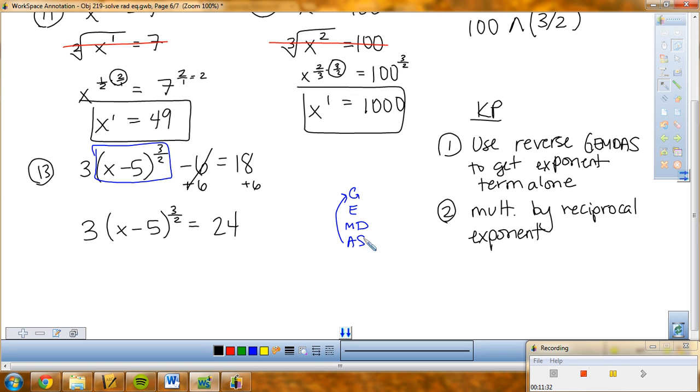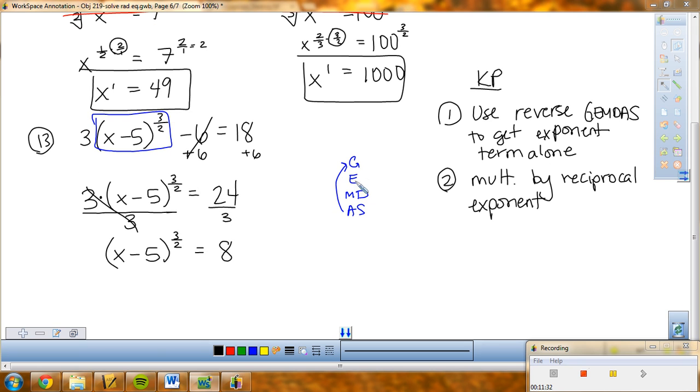24. So now I continue checking for my reverse GEMDAS. Do I have any multiplication or division? Yes, I do. I have this 3 hanging out in front. Since there's no sign, I know that's multiplication. So to undo that, I'm going to divide by 3 on both sides. So I'm going to have the group x minus 5 to the 3 halves equal to 24 divided by 3 is 8. Now, do I have any exponents? Yes, I do have exponents, which we know are actually radicals.